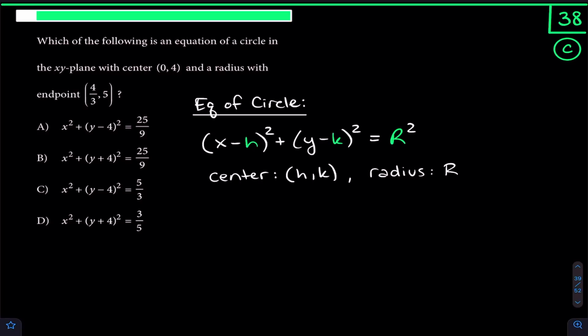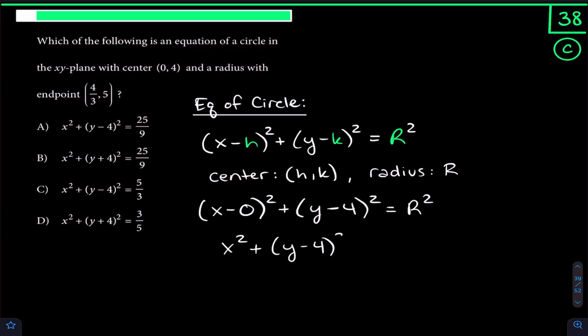It's (0, 4). And so, writing out the equation here, we're going to get x minus 0 squared plus y minus, right? We still have that minus there. That's not going to go away. We have k is 4, and that's going to be equal to r squared. Simplifying that a little bit, this is just x squared, and then we have y minus 4 squared. And we don't know the radius yet.